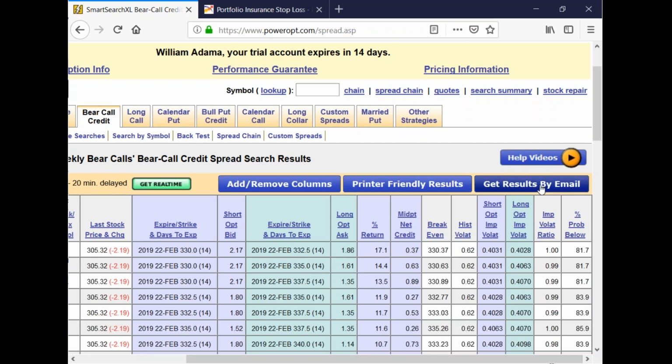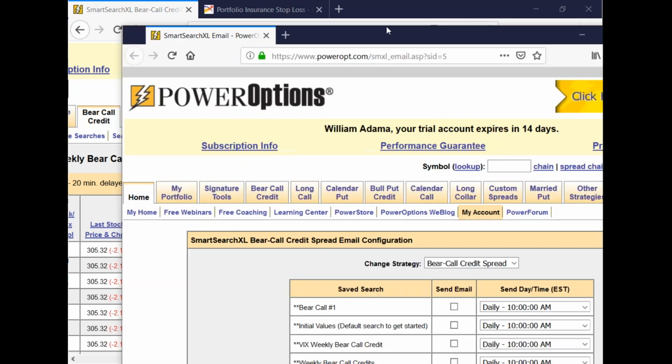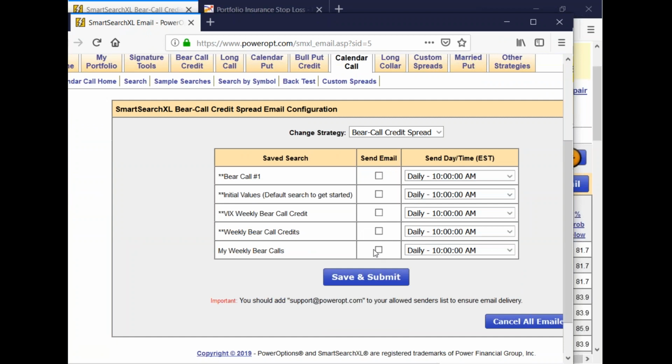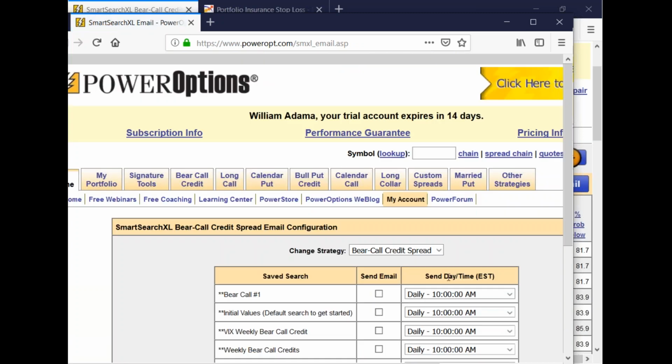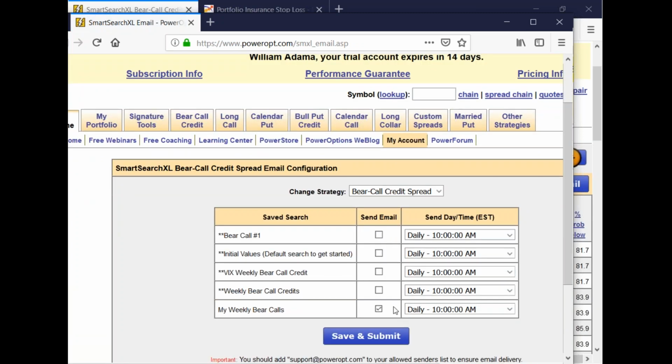The system will run your search for you. Let's just go through that. I'll just click Get Results by Email. I'll select My Weekly Bear Calls, and I want it sent to me at 10 a.m. I'll click Save and Submit. So on Monday morning, 10:01 a.m., I'll receive whichever spreads match my weekly bear call search. The system will run it and then send it out to an email for me.